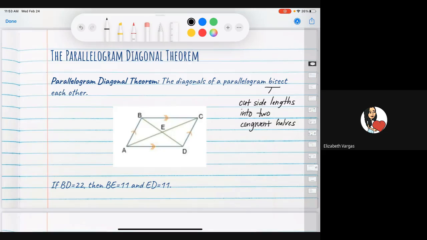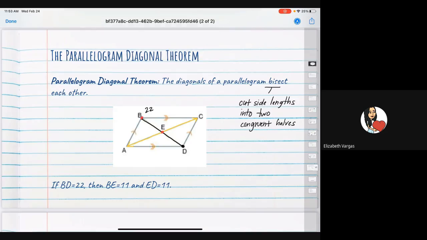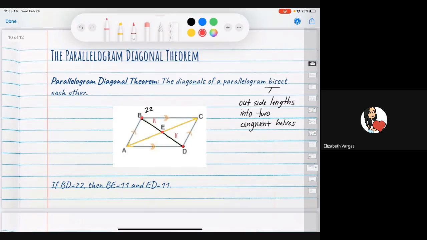So for example, if I knew that this entire diagonal, B to D, was equal to 22 units, and if I knew that the diagonal bisected it and cut it in half, well, then what I can get from that is that B to E would be equal to 11, and E to D would be equal to 11, because those are two congruent halves. 11 plus 11 equals 22, which was the measure of my original side length.